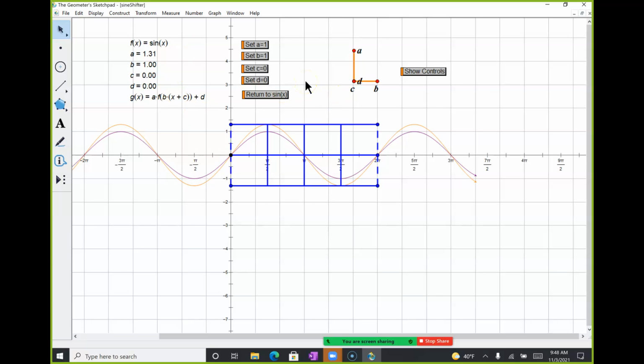So A is an easy shift, okay? B is not. C is. What's happening to C? Look at what's happening to C. What's happening to my box here?